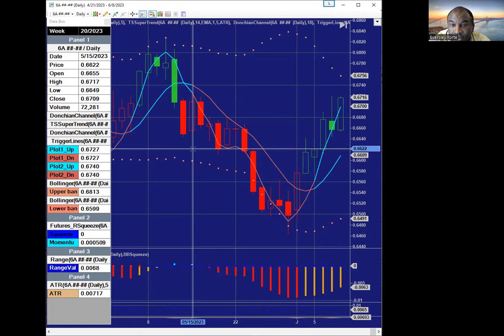A sell stop means we enter the trade when the market goes below a certain level. That's a sell stop to get into a trade. A buy stop means we enter a trade when the market goes above a certain level. That gets you into the trade on the long side with a buy stop. And a sell stop gets you into the trade on the short side when the market goes below a certain level. So for this particular trade, the low, take a look at the data box, is 0.6649.